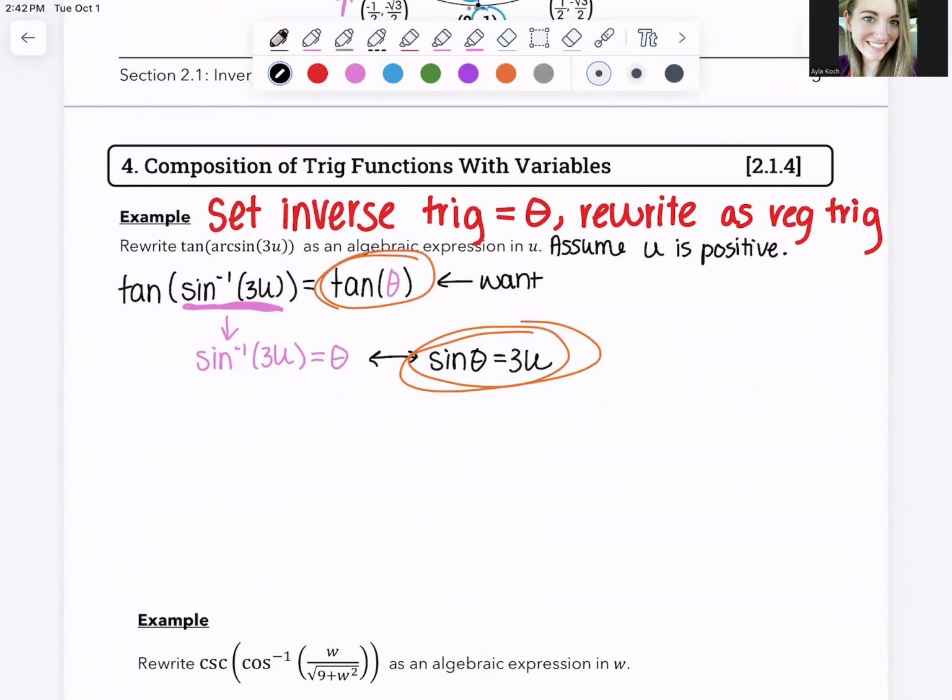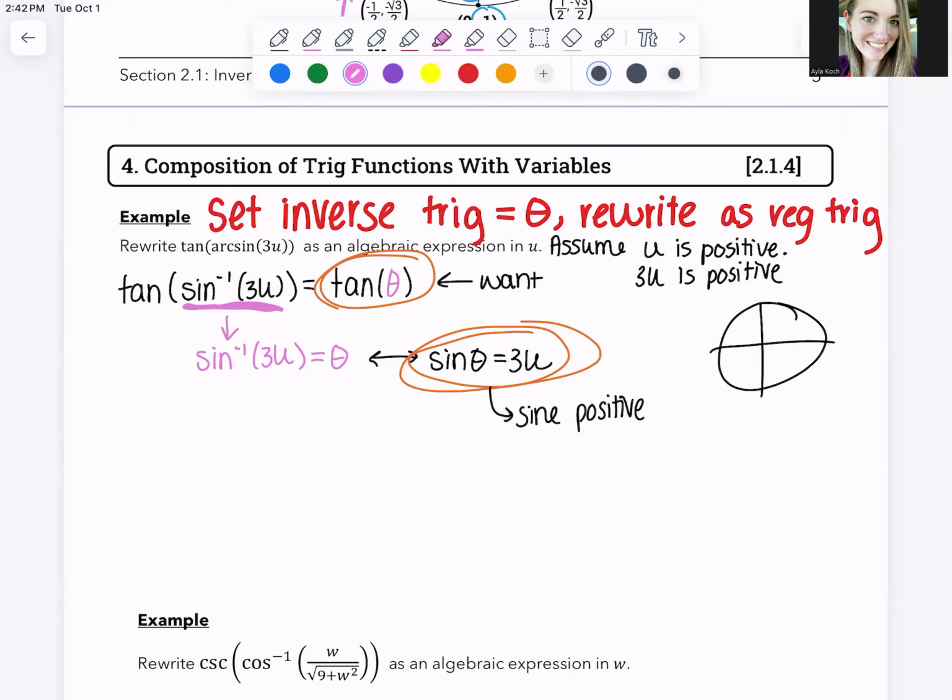So what quadrant is this going to be in? Well, if u is positive, then that means 3u is positive. And in this case, sine of theta is equal to 3u, so that means that sine is positive. Sine inverse has a range between negative pi over 2 and pi over 2. So we're not in quadrants 2 or 3 because those aren't part of sine inverse's range.